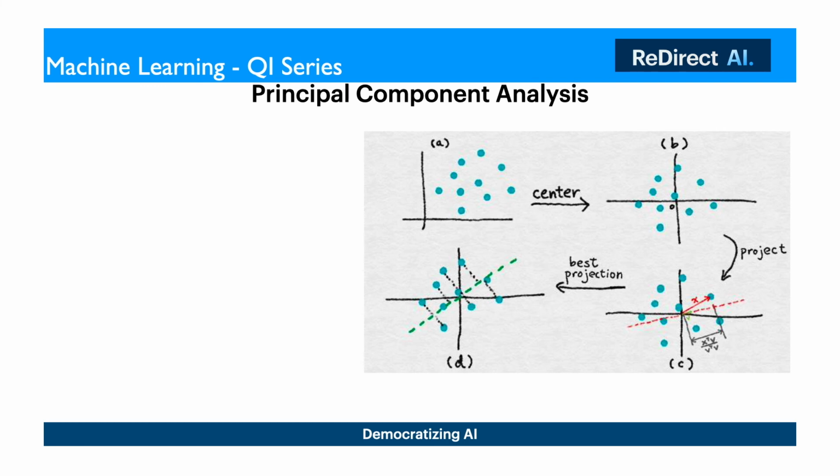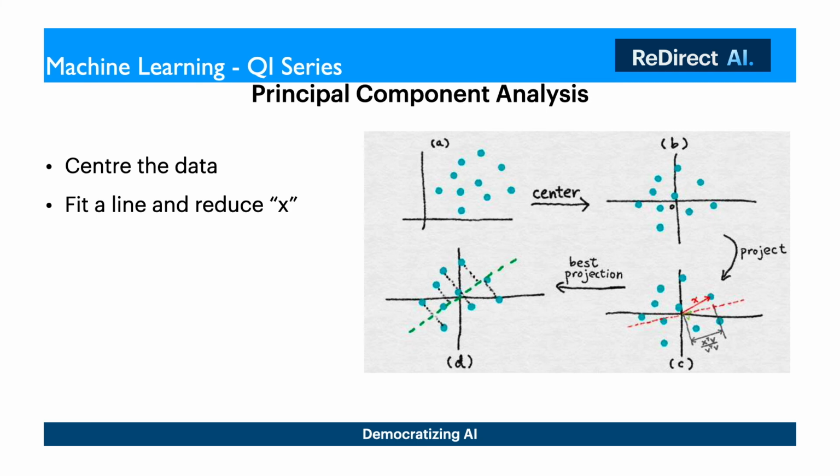As you can see in figure D, the green line has the projections, and the points where these dotted lines cut the green line become the representation of the actual data. So it takes two major assumptions: that it centers the data and it fits a line.